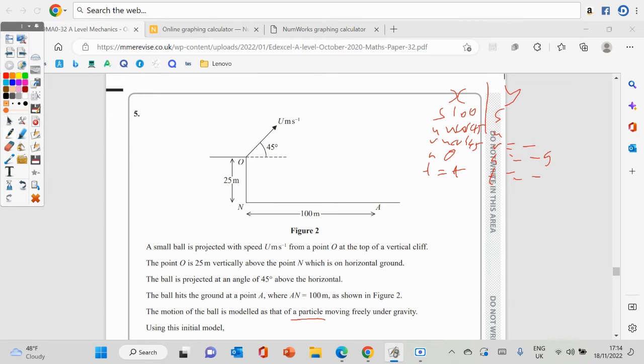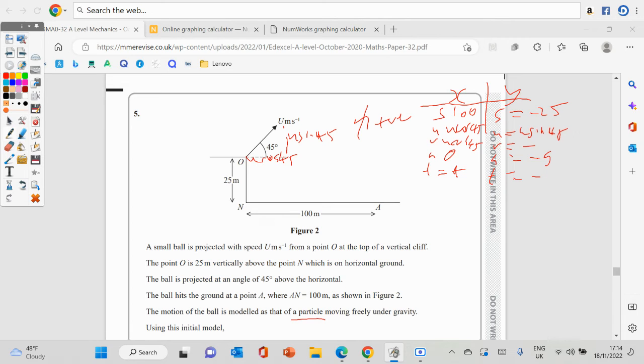I don't have a final speed in the y direction. I have an initial speed of u sin 45, breaking this down into component parts. And the distance will be minus 25 because I'm taking upwards as positive. I should write that down. I'll just write that down there. Okay, so I've got my table.